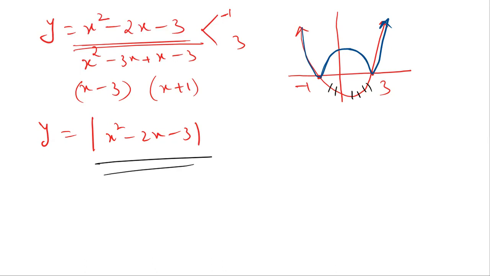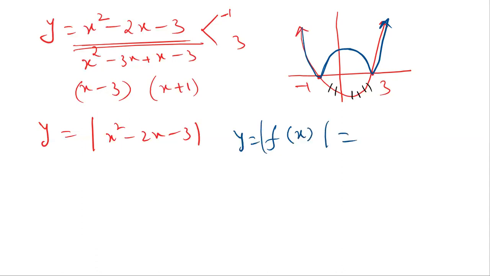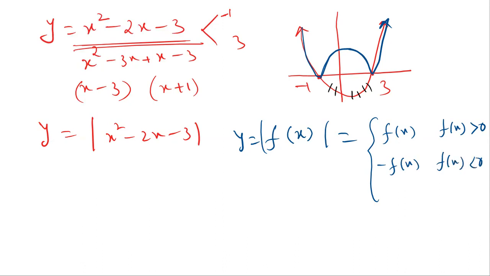Let me explain the changes. Why is this changing? Because let's say f of x, mod of f of x. Y equal to mod of f of x is what you have to draw the graph for. This is f of x when f of x is greater than 0, and minus f of x when f of x is less than 0, right?